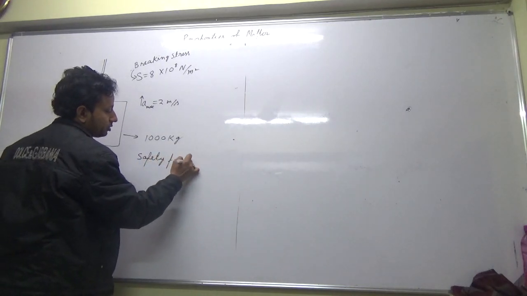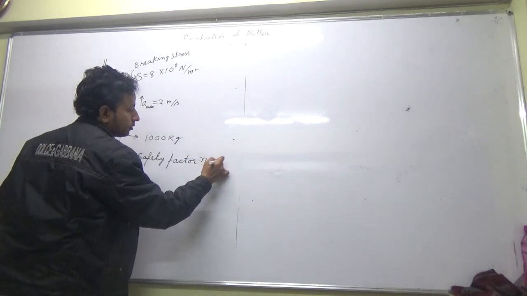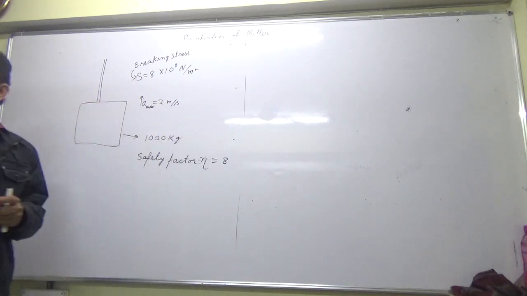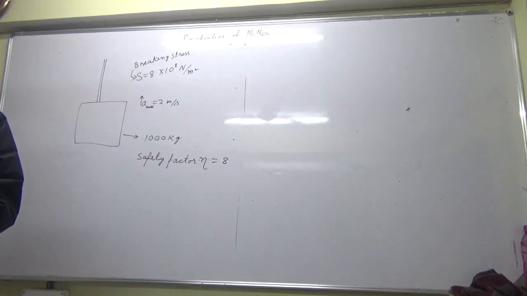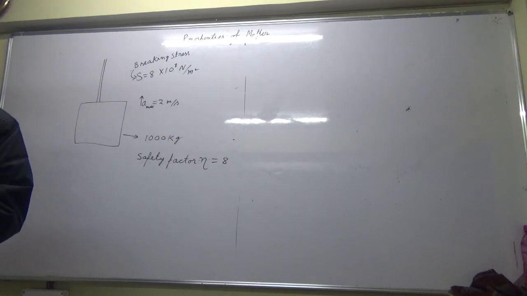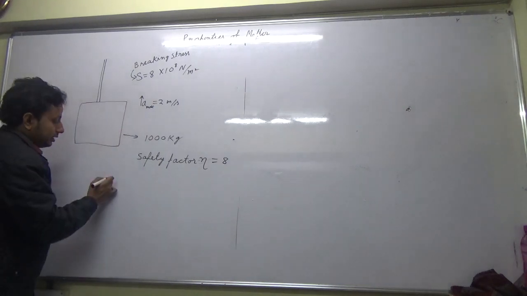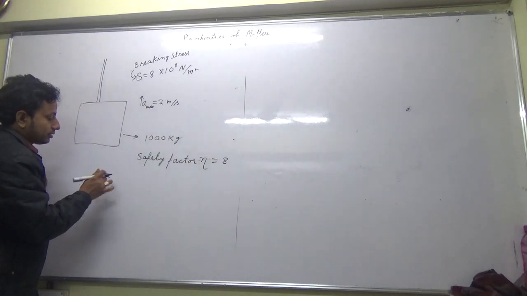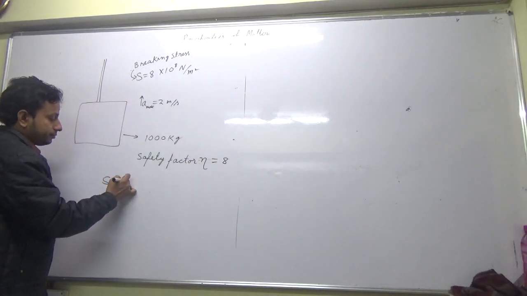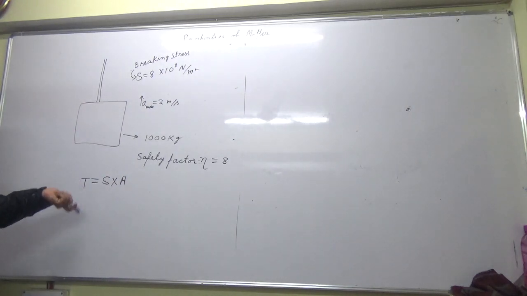So safety factor means what? It means whatever tension you get, multiply that with 8 and then calculate. Are you getting? So 8 times of the actual tension which it can have, and then find the area. So what will be area? See, breaking stress is S. S into area will be the tension after applying the safety factor.